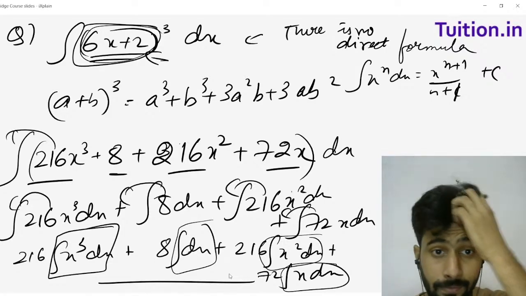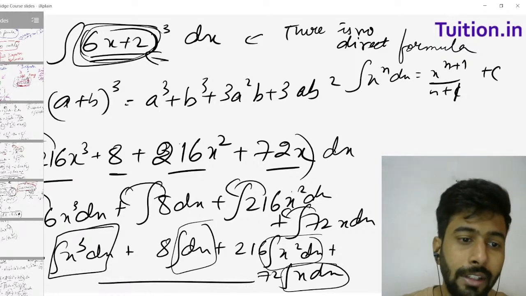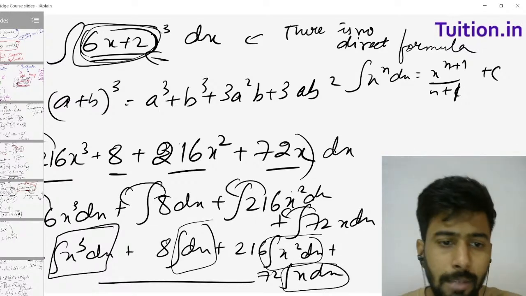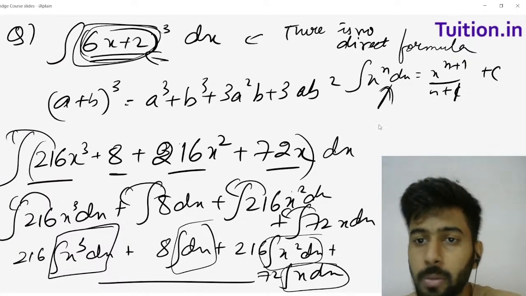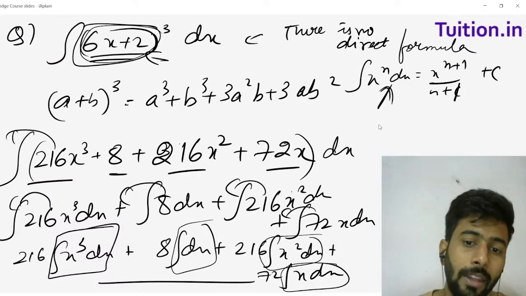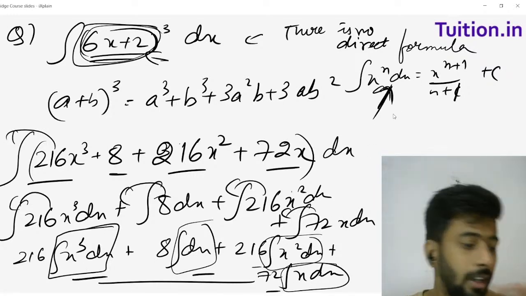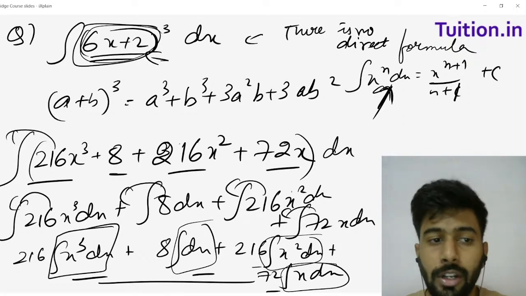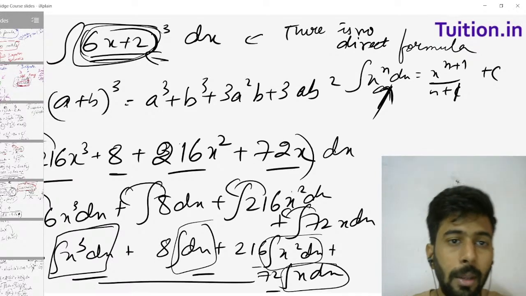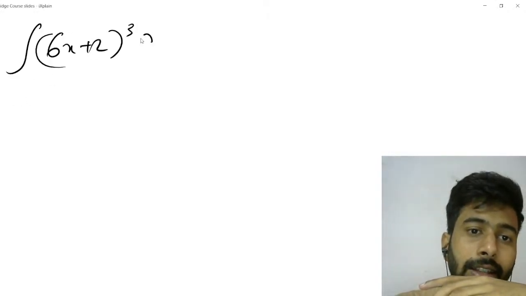So I have reduced my function from this form to this form by just splitting it using the (a plus b) whole cube formula. From here, I believe you can integrate. Just put n equal to 3, n equal to 2, n equal to 1, and n equal to 0, and you will get all these 4 terms. In this one formula, you will just have to put n equal to 0, 1, 2, 3, and you will get all these 4 terms. But there is one more way you can integrate this, and that's a lot simpler.